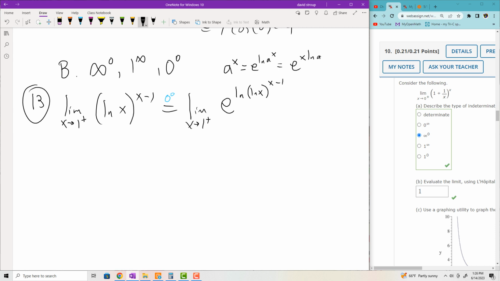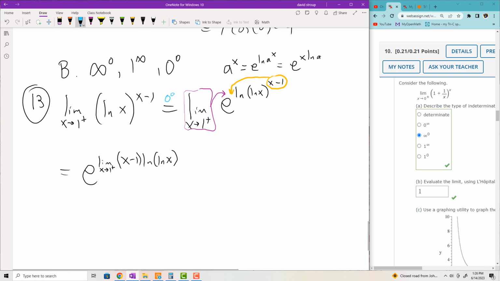And then I'm going to use the power rule of exponents to bring the x minus 1 down in front of the logarithm. And I'm also going to move this limit into the exponential. Okay, so hopefully I can do that all in one step and it's not going to blow your mind. I'll have e to the limit of x going to 1 from the right of x minus 1 times the ln of x.